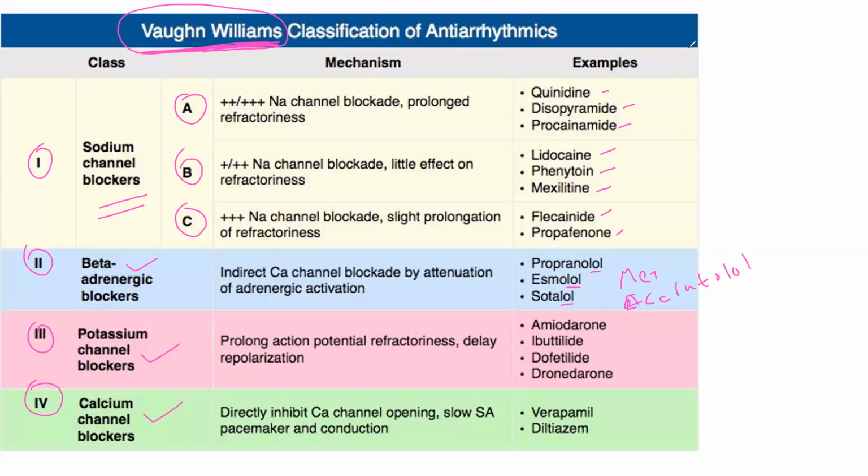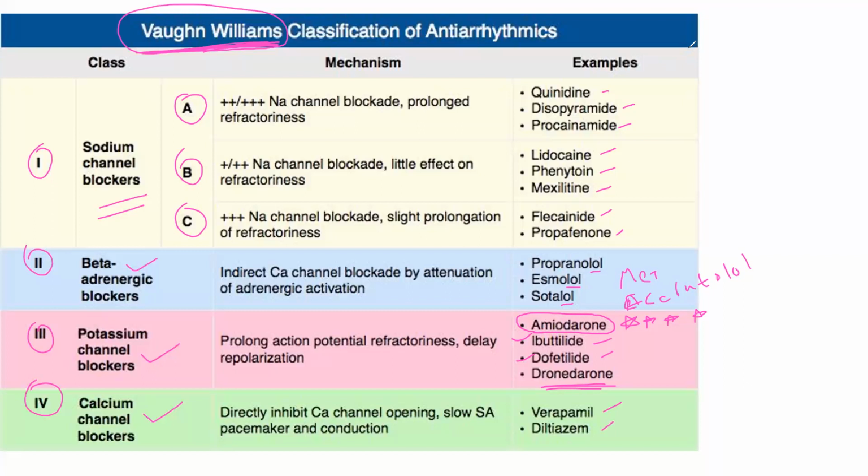Potassium channel blockers include amiodarone. This is a very, very important drug. If they are about to ask any question in antiarrhythmic drugs, this is what they are going to ask. Amiodarone, dronedarone, ibutilide, dofetilide. Next, calcium channel blockers: verapamil and diltiazem.